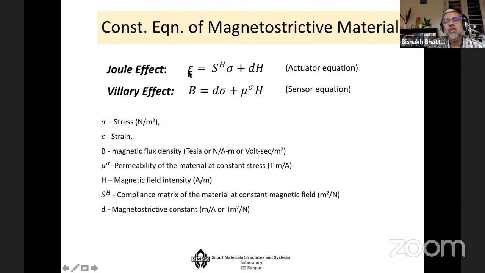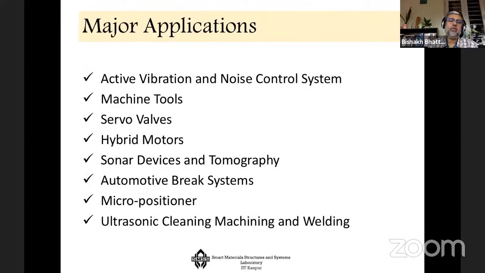Now, once again, you can see a very similar constitutive relationship: in the first case, the application of magnetic field creates strain, and in the second case, the application of stress creates a change in the magnetization in the system. So these are the direct effect and the reverse effect, which are the Joule effect and Villari effect respectively. A lot of applications are there, like vibration control, noise control, machine tools, servo valves, hybrid motors, sonar devices, ultrasonic cleaning, welding.